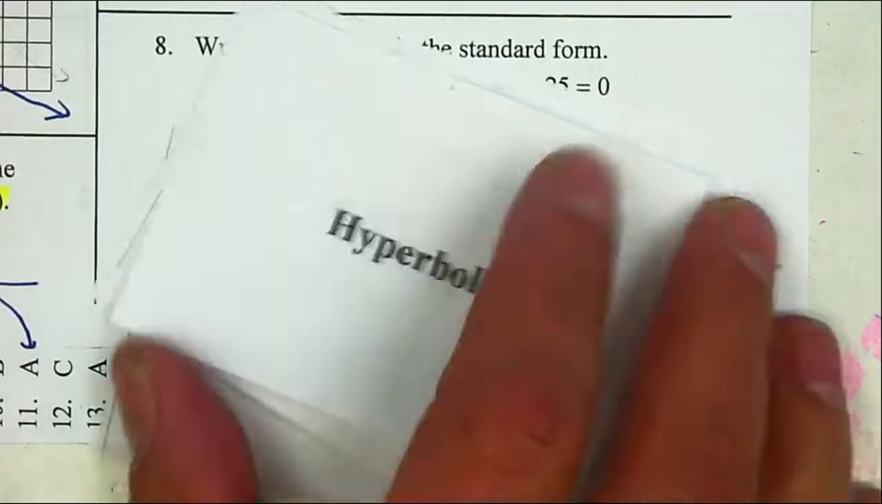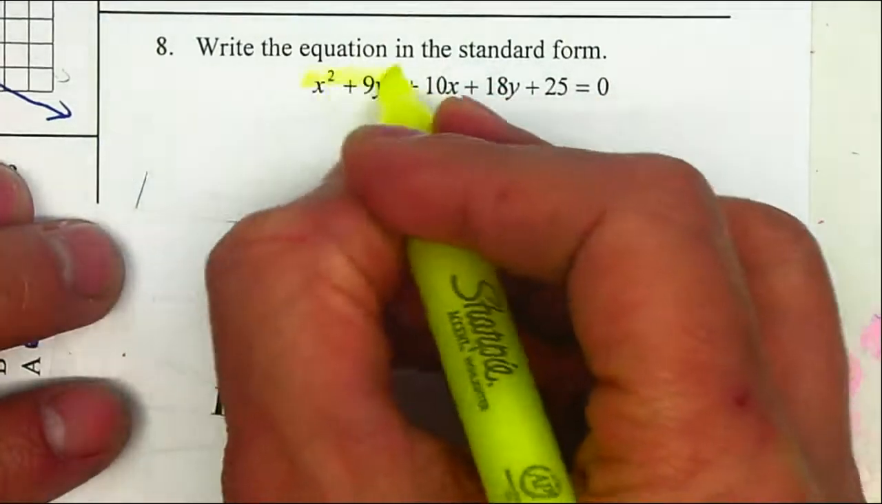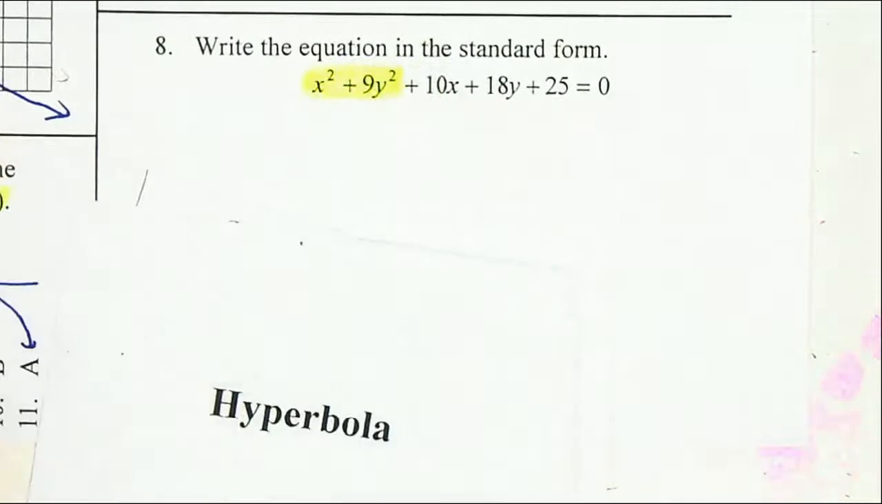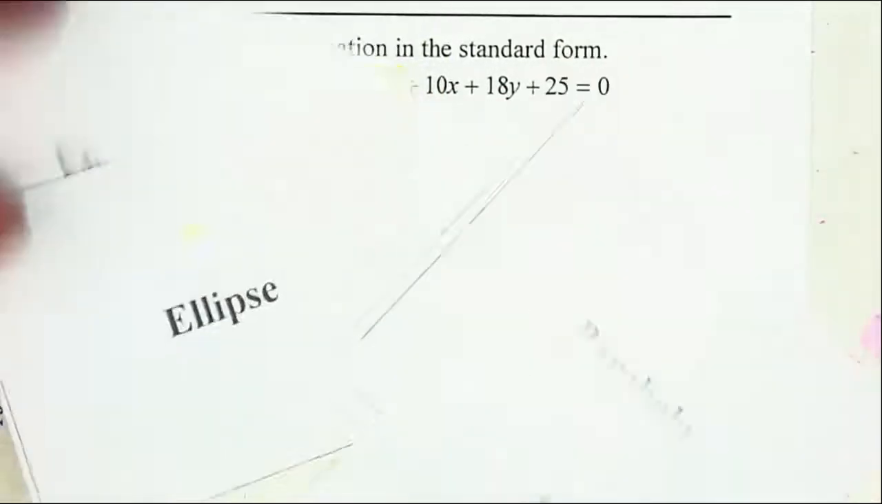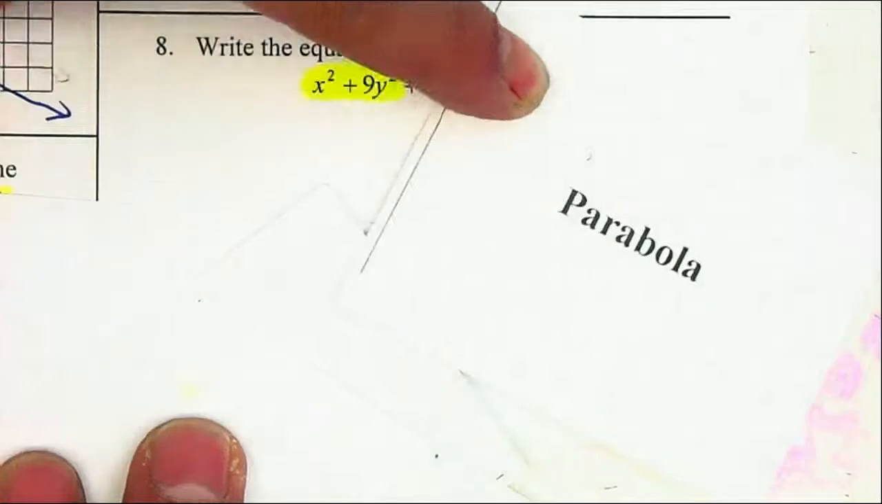But if you look at the ones that are being squared, so you just need to look at the x and the y that are being squared. Sometimes it's only one, sometimes they're both. So let's see. We know that both of them are squared. If they both are squared, we know it's not a parabola. Parabolas only have one square, the x or the y. So that's gone.